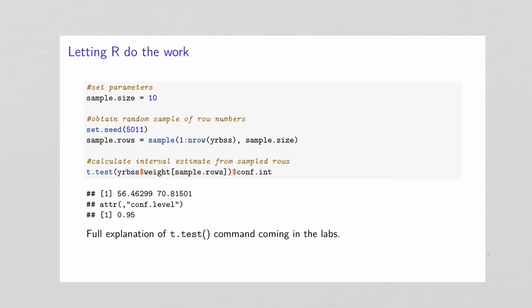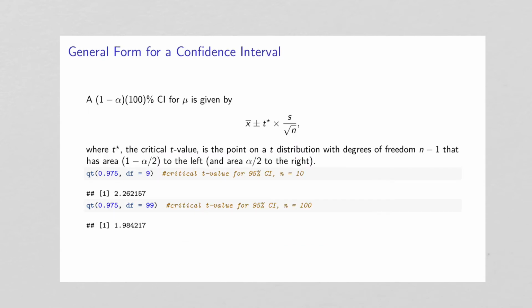So if you do it with R, you have everything. And in the labs, we'll talk about the t-test, where you do some actual statistical testing. So in general, this is how you do a confidence interval, right? You can change your degrees of freedom. You can change your percent confidence if you want to be 99% confident.